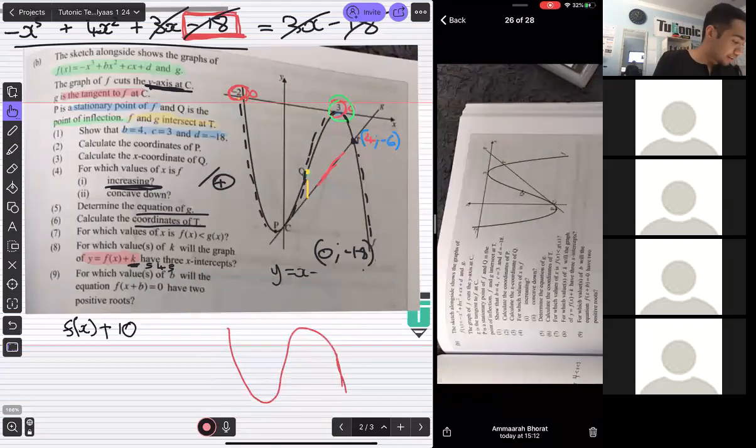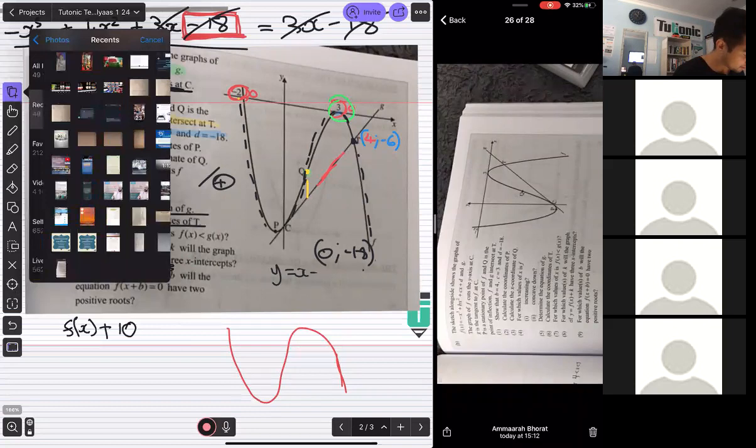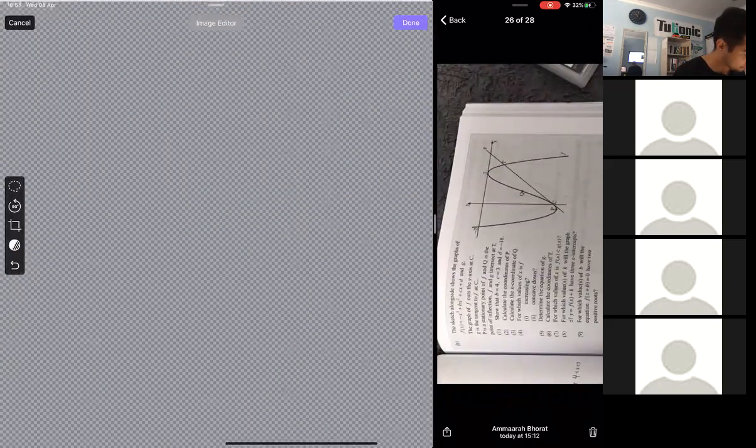Okay. But now what is the question asking me? The question is asking me for what values of k will this have 3 x-intercepts? So let us do it. We're going to do this now. Let me get the new one. Let me just copy that same graph, just to make it look neater.